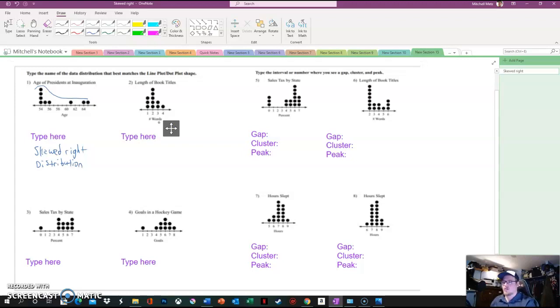So now let's look at this one. Again, I just want to reiterate: those 3 distributions, those are ideal cases. We're only trying to figure out which one best represents the plot. So now if I look here, I have the length of book titles.